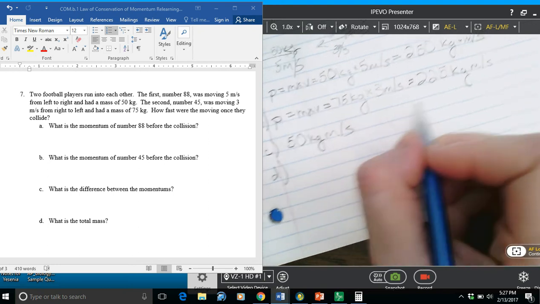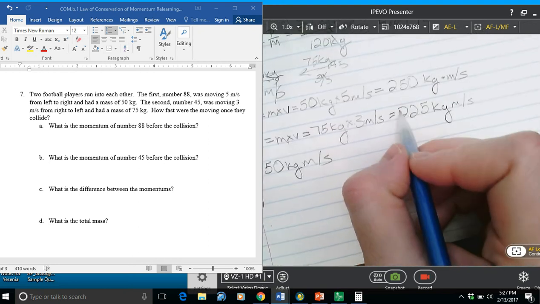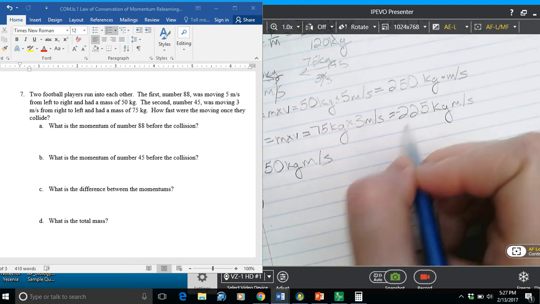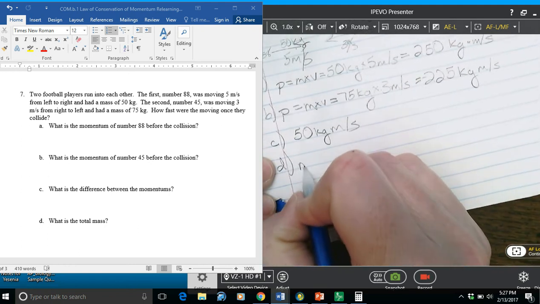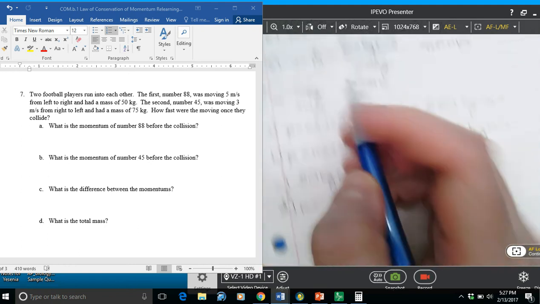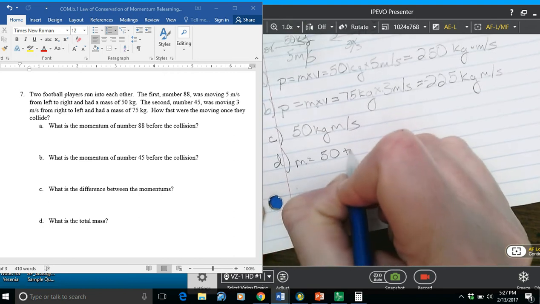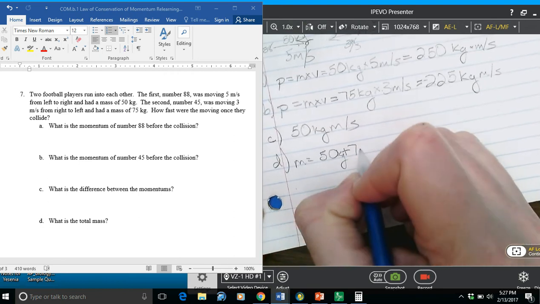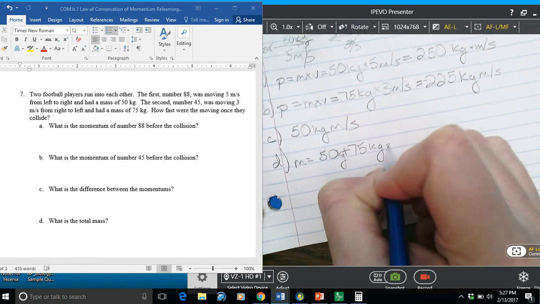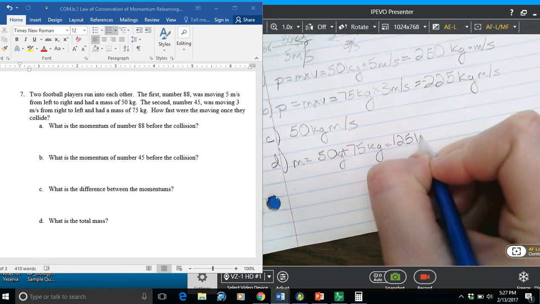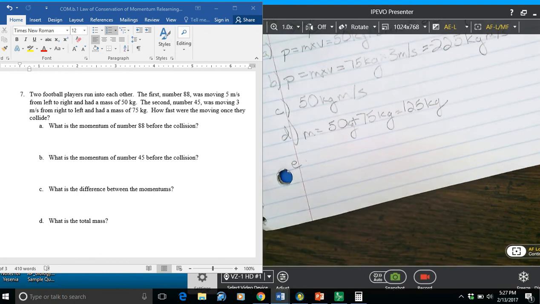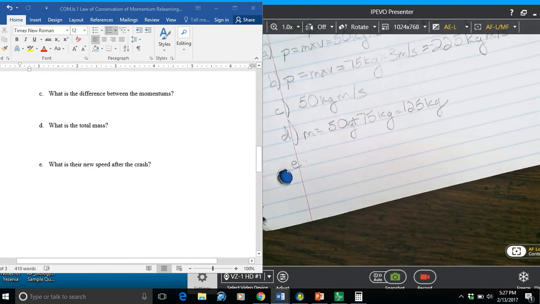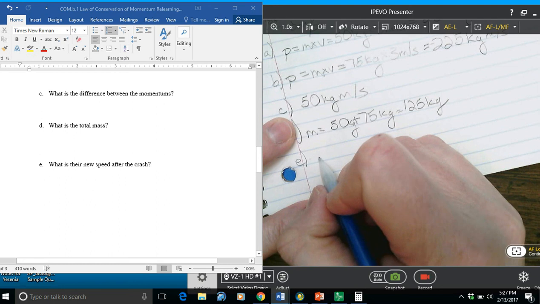Letter D, so difference is subtraction, so I've subtracted 250 and 225. D, what's the total mass? Mass equals 50 kilograms plus 75 kilograms, equals 125 kilograms. And then E, if I scroll down, asks what is their new speed after the crash.